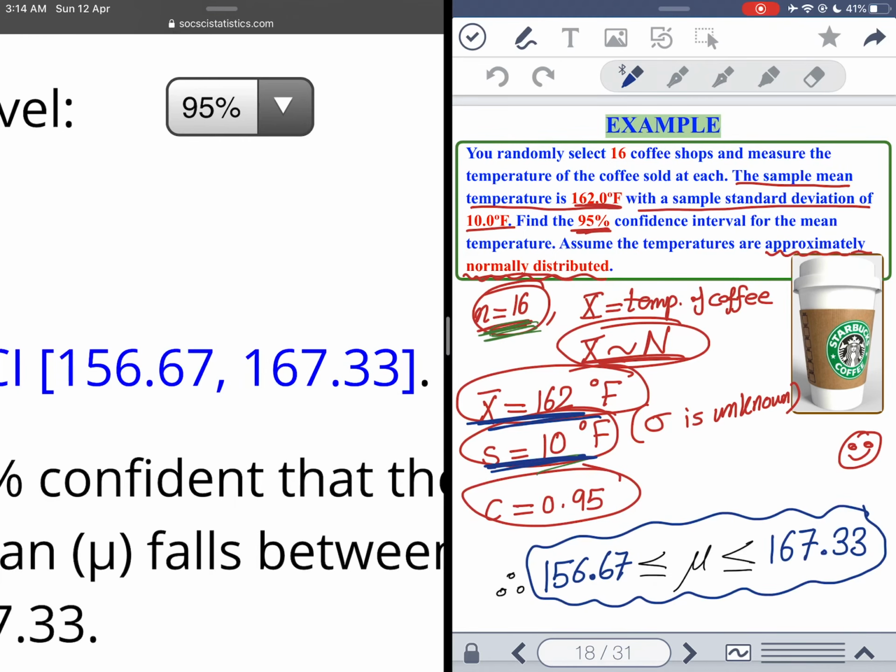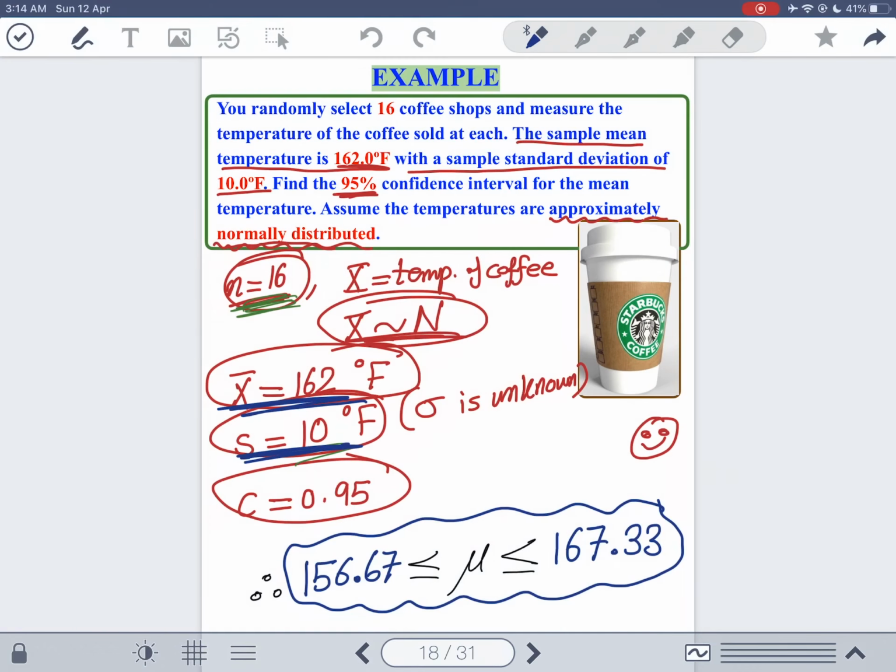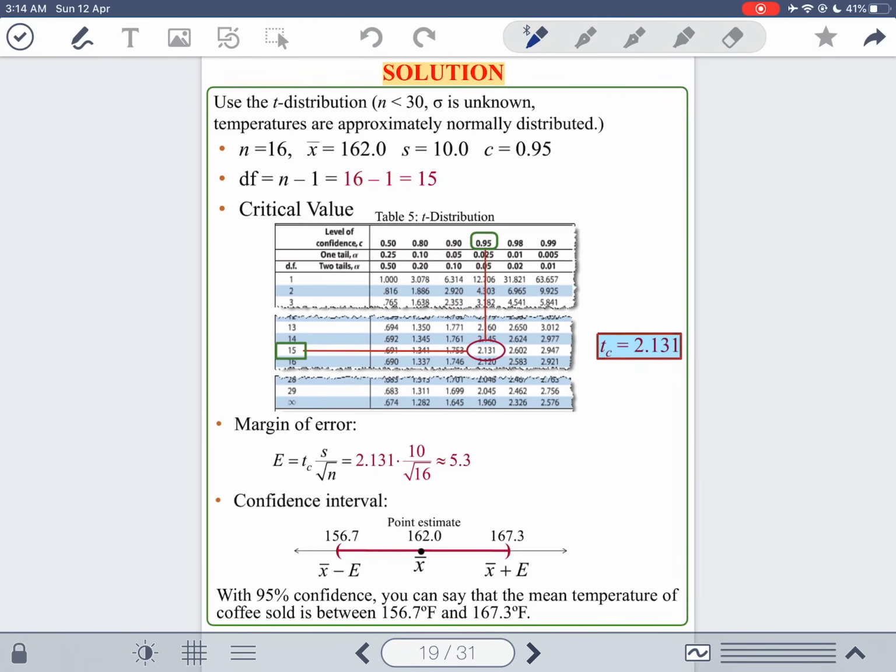Let's check if our answer is correct. Just remember these two numbers, 156.67 and 167.33. To one digit, this will be 156.7 and 167.3 degrees Fahrenheit. You see, it's between the two.